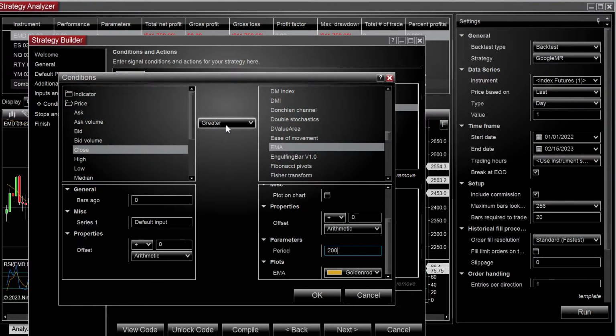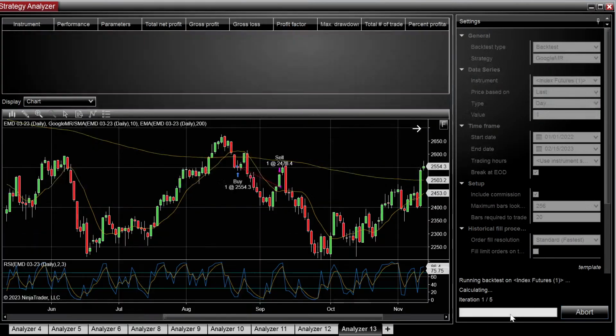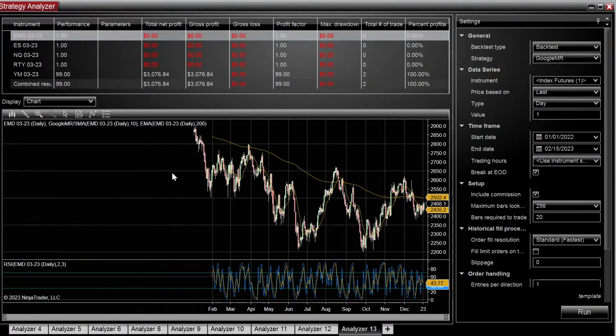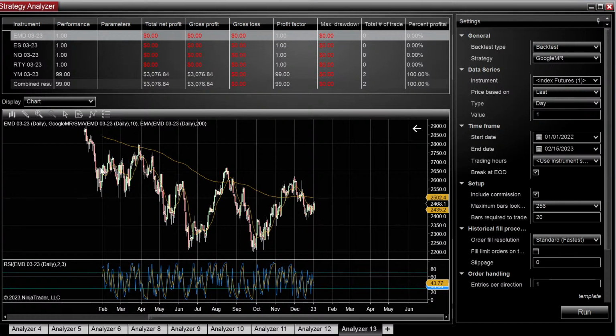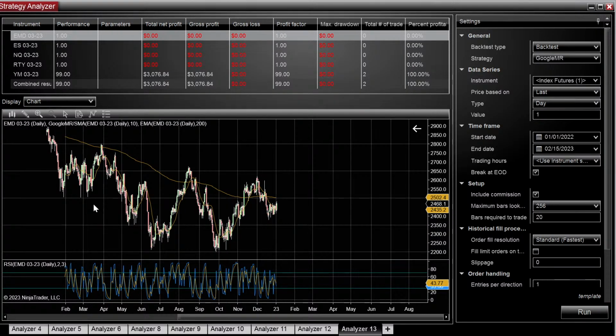So close greater than 200 EMA. Let's go ahead and run it again. Oh, just like that, we're profitable now, but we're basically getting no signals. And that's because basically the whole year of 2022 on the daily chart, the 10 period SMA was beneath the 200 EMA.